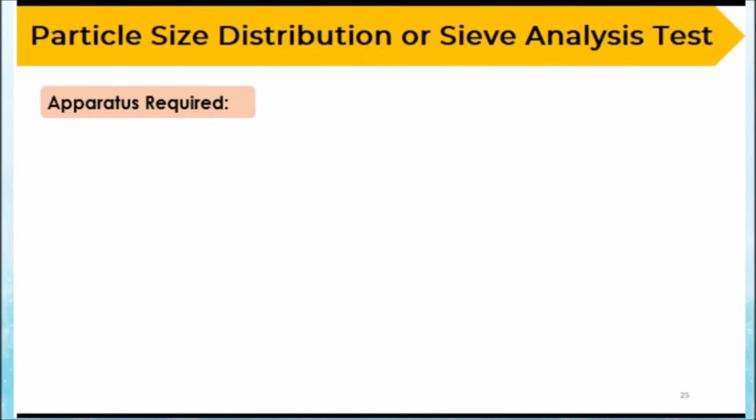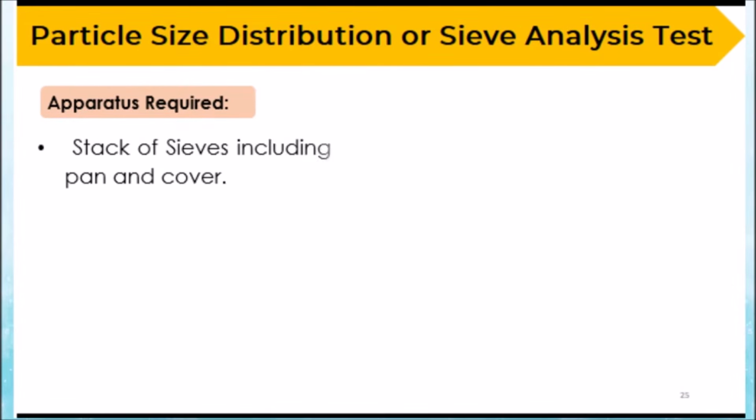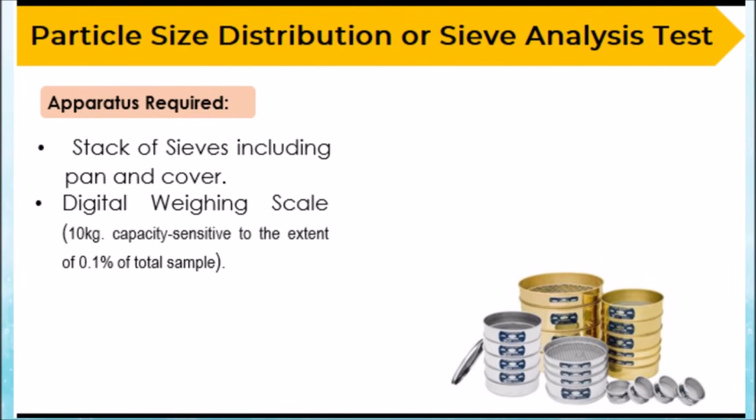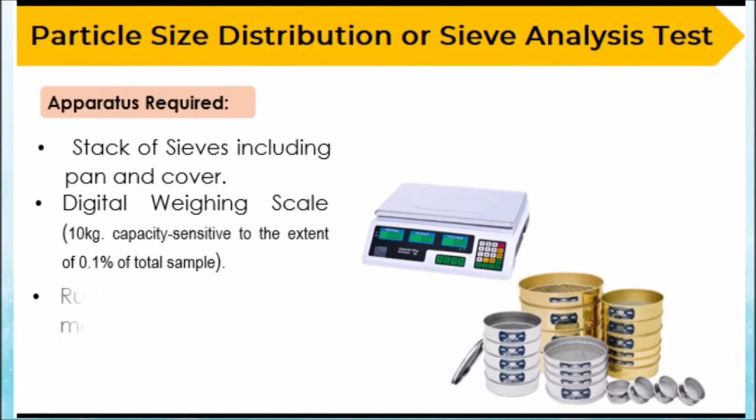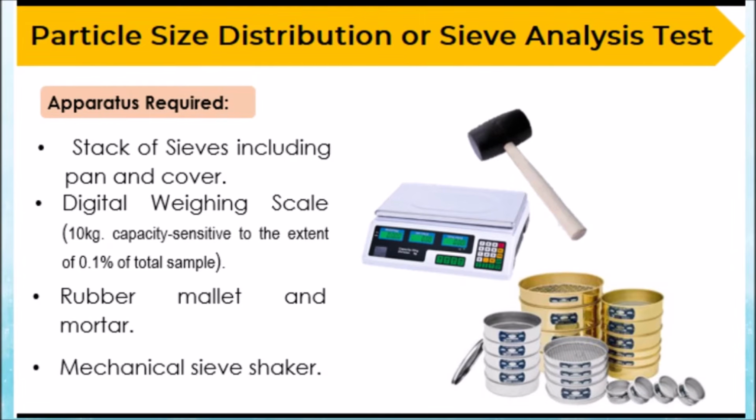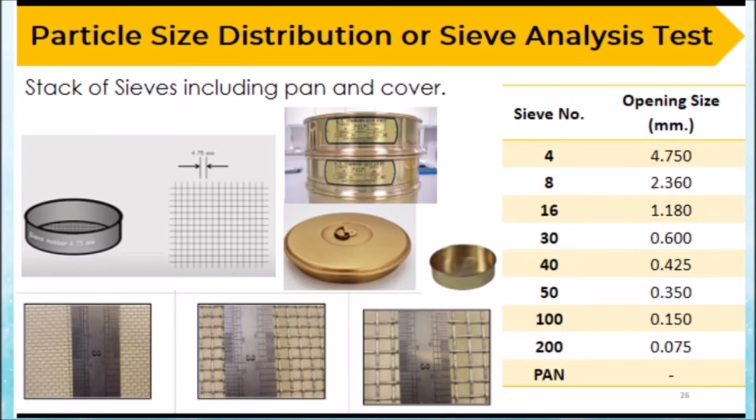So what are the apparatus required in this laboratory test? First is the stock of sieves including pan and cover. Next is a digital weighing scale. Next is a rubber mallet and mortar. Next is the mechanical sieve shaker. So, ito na-discuss naman na natin kanina. In our laboratory, these are the sieves available. And then, mapapansin nyo nga, habang pataas yung number ng ating sieve, paliit naman ng paliit yung kanyang butas.